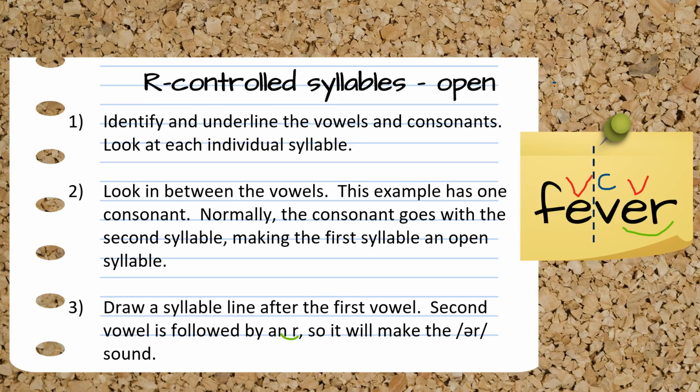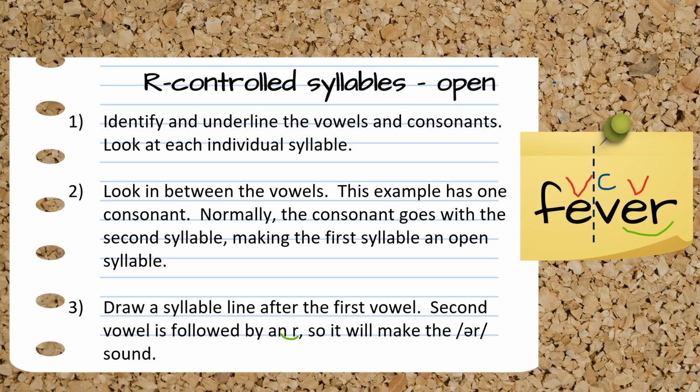Here's another example. Look at the word. Find the vowels and mark them with a V. Look at the letter or letters between the 2 vowels. This word only has 1 consonant. Mark it with a C.